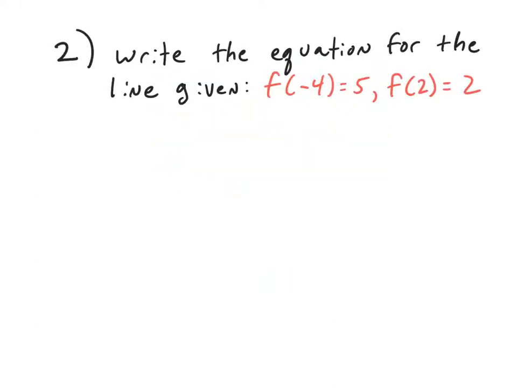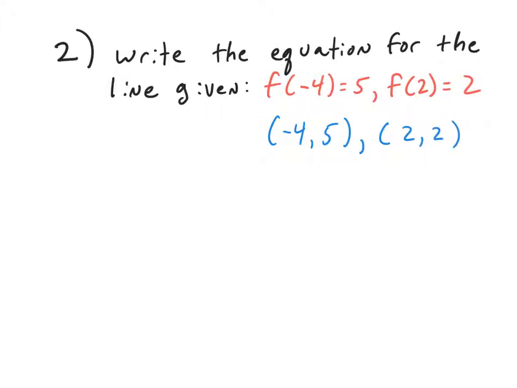On number 2, it's asking us to write the equation for the line given. So we have 2 points. The first one we have is x is -4 and y is 5. It's just written in function notation. And the second point we have x is 2 and y is 2.